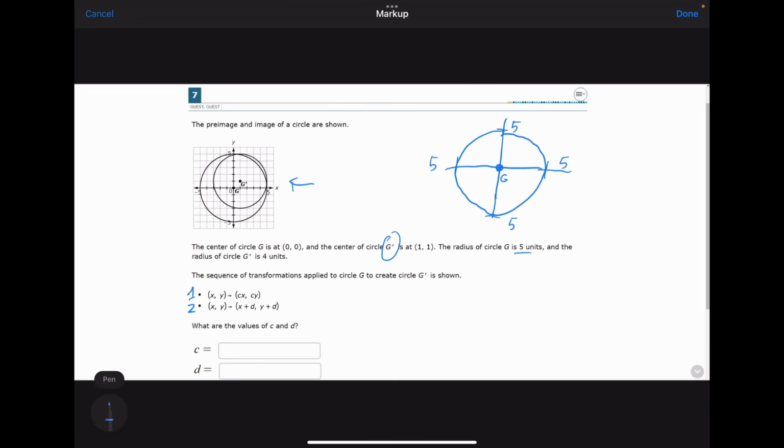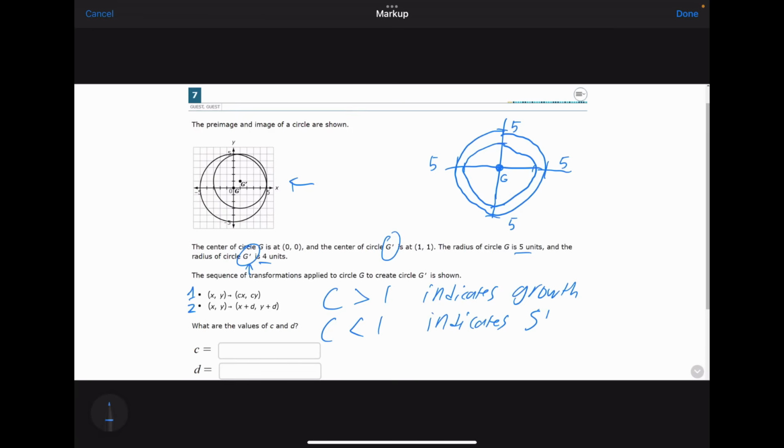And it tells me that the radius of my new circle, G prime specifically, is 4. It's important to note the prime. So let's label off 4, and I'm going to draw my new circle, which gets slightly smaller. Another note, if you are multiplying by a variable, you see in step 1 we have cx, cy. C greater than 1 indicates growth. C less than 1 indicates shrinking.